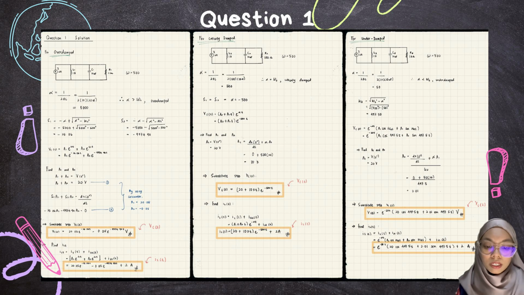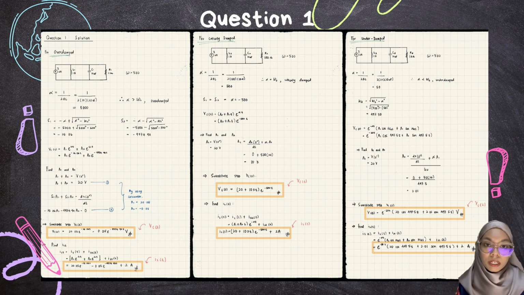We have 497.5. And then we can put it into the equation for underdamped, which is VCT equals e to the power of negative alpha t multiplied by A1 cos omega d t plus A2 sin omega d t. And then we can find A1 and A2 for underdamped. After we have found A1 and A2, we can substitute them into the equation for VCT.